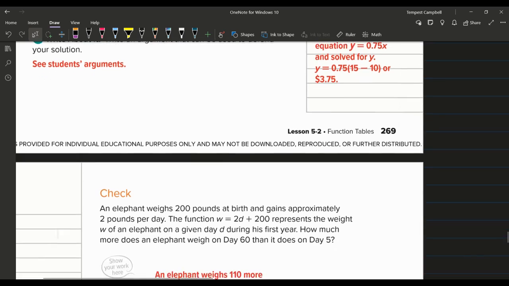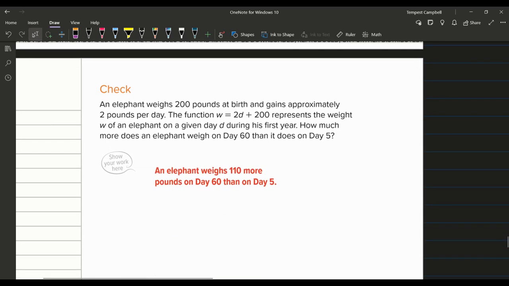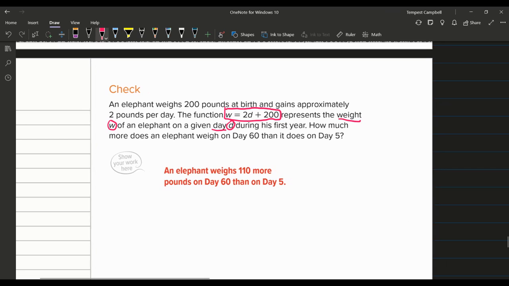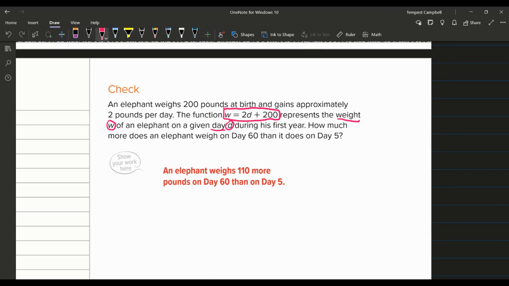All right, now that you've tried it, an elephant weighs 200 pounds at birth and gains approximately 2 pounds per day. They do give us our function. So our starting is 200 pounds, and then we're adding 2 pounds per day. And this represents the weight W of an elephant. So the weight is the W of an elephant during any given day. So a day is the D during his first year. How much more does an elephant weigh on day 60 versus day 5? So we're going to say when our day equals 60, we're comparing that to when our day equals 5.